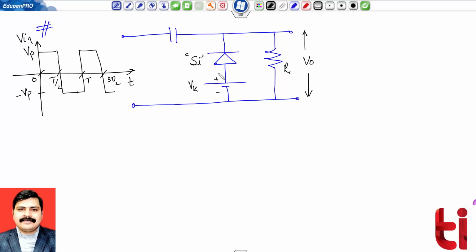Now let's identify the half cycle. Let's see the same algorithm. So if you can check, negative half cycle is required to forward bias this diode. Okay, so negative half cycle is used to start the process.